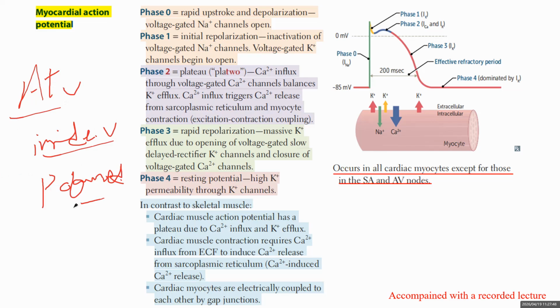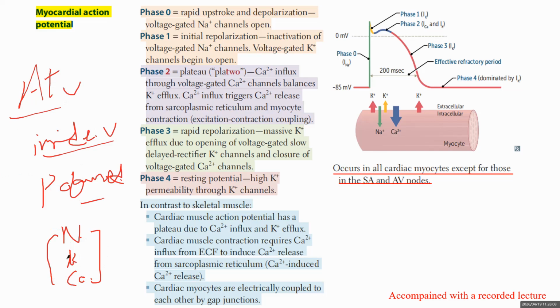In this topic, we are going to touch on three important ions: the sodium ion, the potassium ion, and the calcium ion. These ions move through specific channels, and their movement creates the action potential.